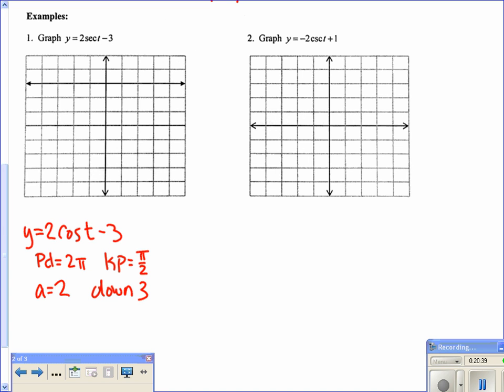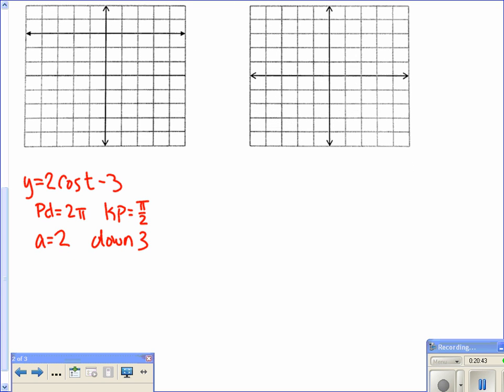So if it helps you to make a table and graph, that's fine. Or if you can just graph it, that's fine too. So I'll make a table and I'll graph it. For this one, we have t values and then 2 times the cosine of t minus 3.